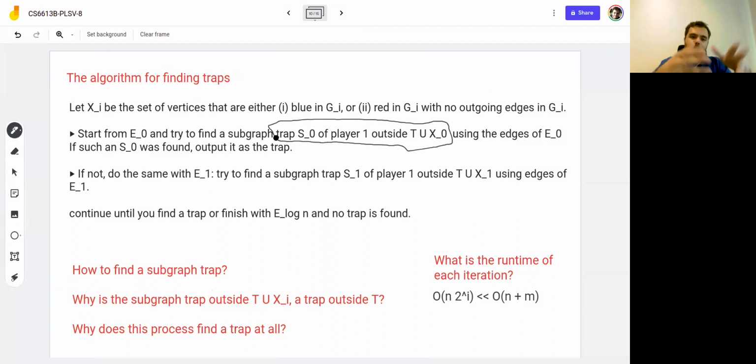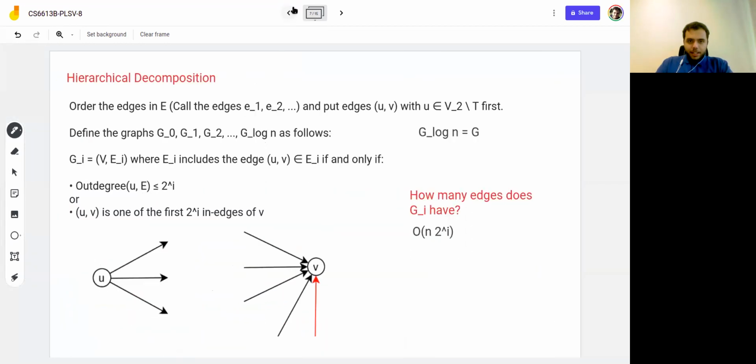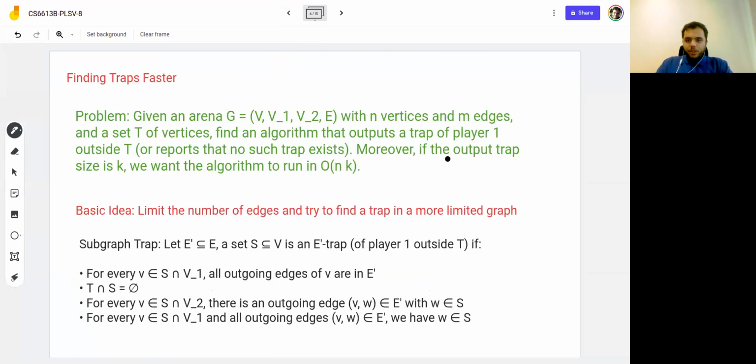So now we have this fancy new algorithm for finding traps. And we know that each iteration takes order n times 2 to the power of I. But this is not quite enough yet, right? Because let's go back and see what we needed. What we needed was this. We wanted to also have some idea about the size of the trap that we find. We wanted to have this runtime. Basically, we wanted to say that if the output trap has size k, then I want my algorithm to run in order nk, right?